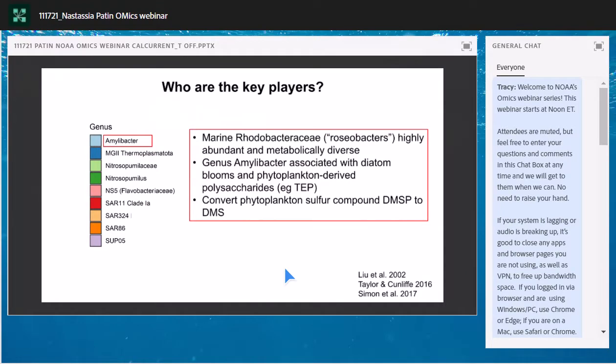Just to give you a sense of the kinds of things that we look for as microbial ecologists, who are these taxa and why might we care about them? As an example, this genus called Amylibacter is part of a very abundant, widely distributed marine clade, commonly known as Roseobacters. This particular genus is associated with diatom blooms and has been shown to degrade phytoplankton-derived polysaccharides.